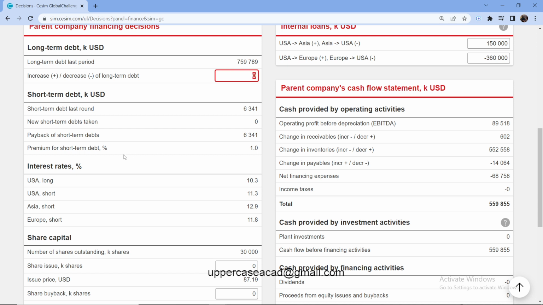So, interest rates. We see that due to various market factors, the interest rates in the various regions differ. If you take a long-term loan in the USA, they'll charge you an interest rate of 10.3%. In Asia, a short-term loan is 12.9%. In Europe, for short-term debt, it's 11.8%. So you should keep the interest rates in mind because they will differ.